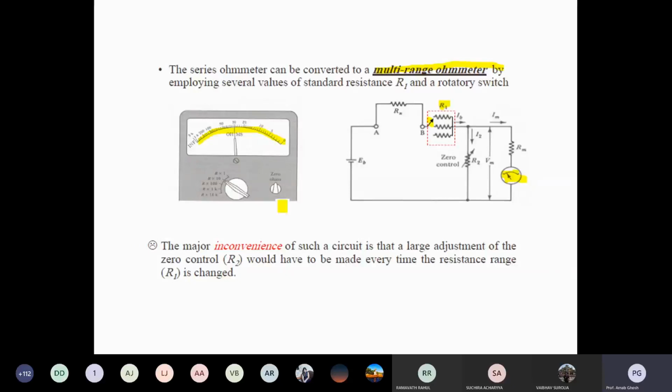So the major inconvenience of such a circuit is the large adjustment of the 0 control. Again, if you change the standard resistance value, the range of R2 will be different from the initial condition. So all the time the range of R2 will be so high, very big or very large. So it will need to be adjusted every time the resistance range R1 is changed. Okay, that's the basic disadvantage or inconvenience of changing the 0 control resistance. Simple thing.